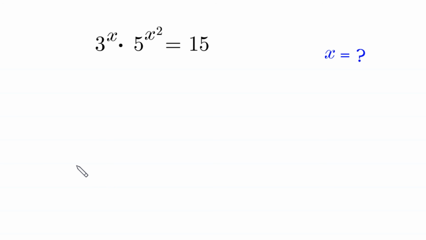Hello everyone, you are welcome. How to solve this very nice exponential equation: 3 to the power x times 5 to the power x squared is equal to 15. We need to find all possible values of x.